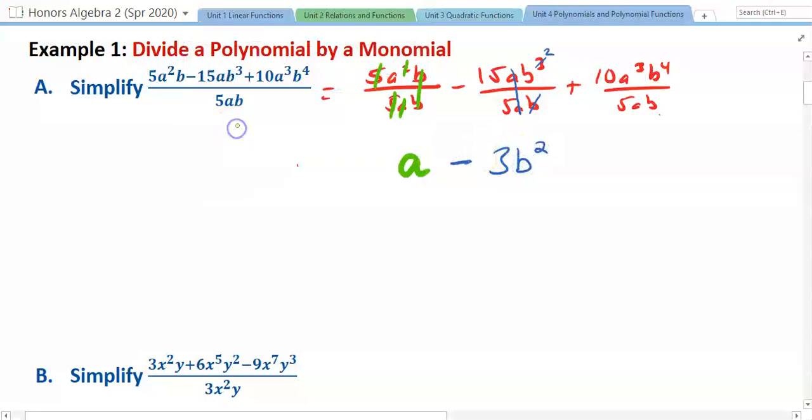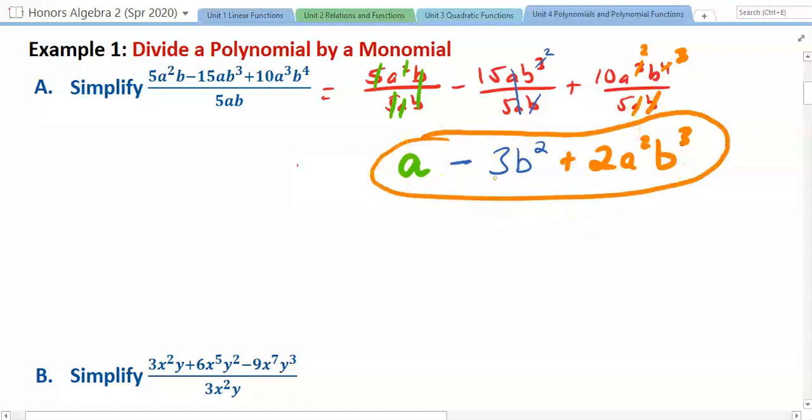And so now we go to the third term. All right, we've got 10 over 5. Plus sign's going to come down. 10 divided by 5 is 2. A to the third and a. So again, just like with our b's over here, we're going to lose one of the powers, so we're going to go down to 2. So I've got a squared. And then b to the fourth over b, so the same thing's going to happen. We're going to take a b and subtract it from here, so we end up at the third power, b to the third. And so we end up with a minus 3b squared plus 2a squared b cubed.